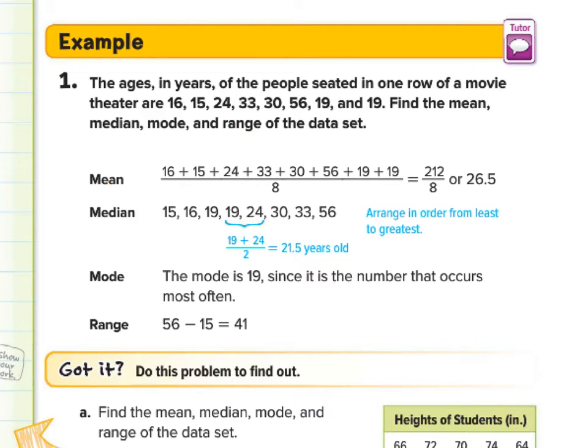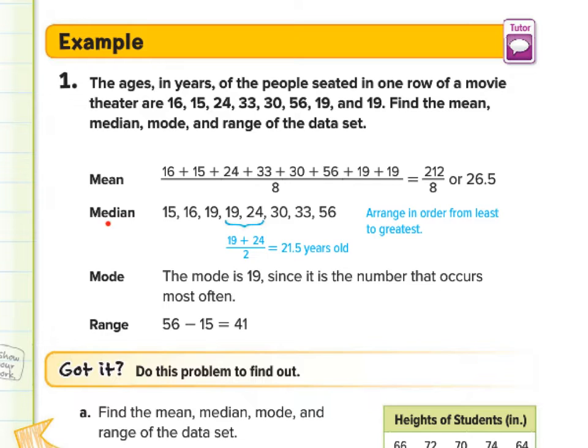So for the mean, again, you add up all the numbers and divide by the number of numbers. So we see that there were 8: 1, 2, 3, 4, 5, 6, 7, 8. So we divide by 8. And that gives us an average of 26.5.